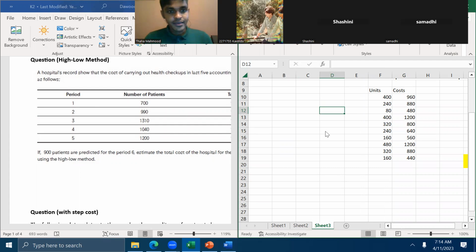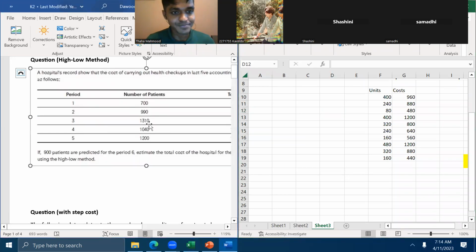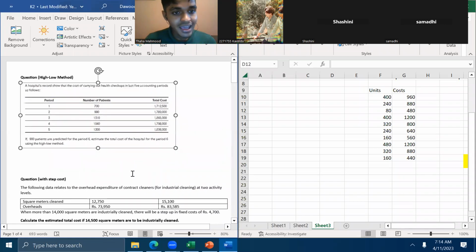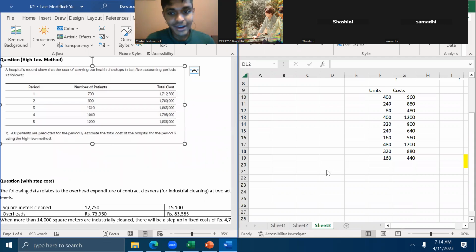Okay. So first let's inspect the records. If we inspect, we can see that the number of patients is at its highest in period 3. The number of patients is at its highest in period 3. And then we'll note down period 3.